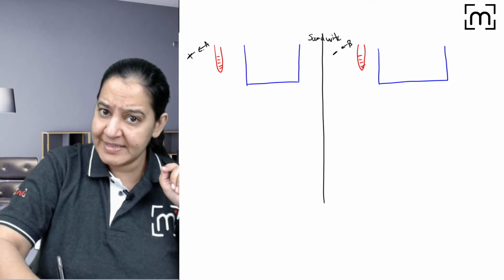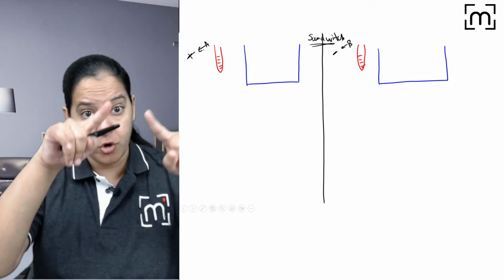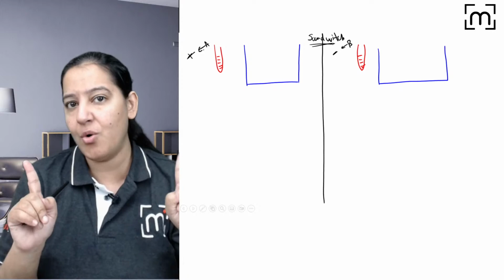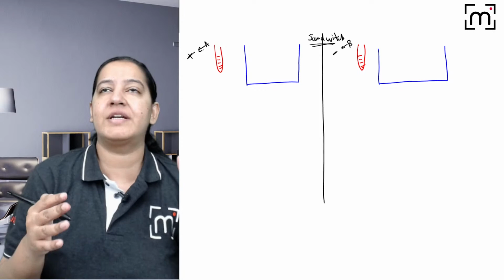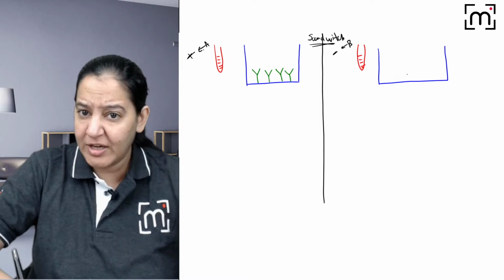So step number one, we will take two wells, right? Both the wells are already coated with immunosorbent material. You already know that, so I'm not drawing the immunosorbent material. Now we want to test for the antigen, so I will start with antibody. The antibody of HIV is available in the market, so you just apply it. You don't take the patient sample.